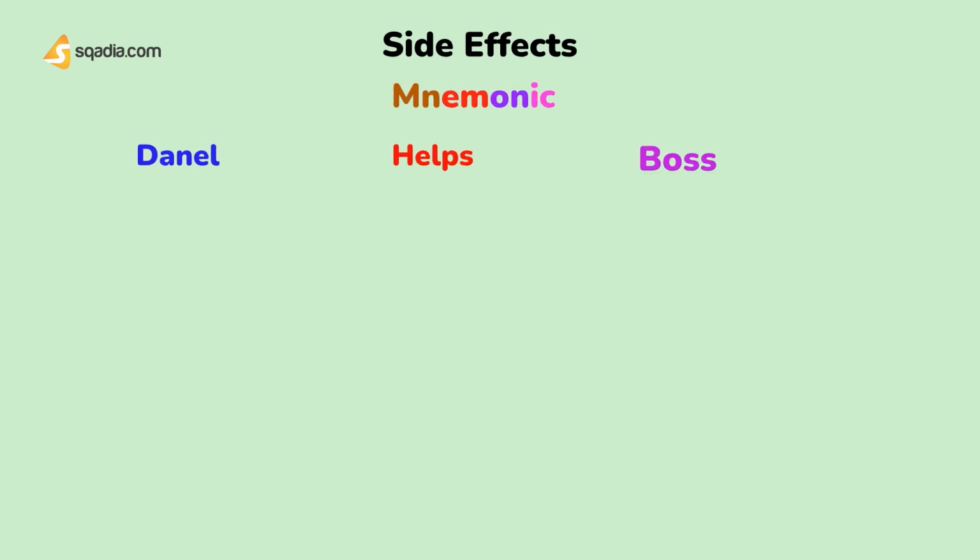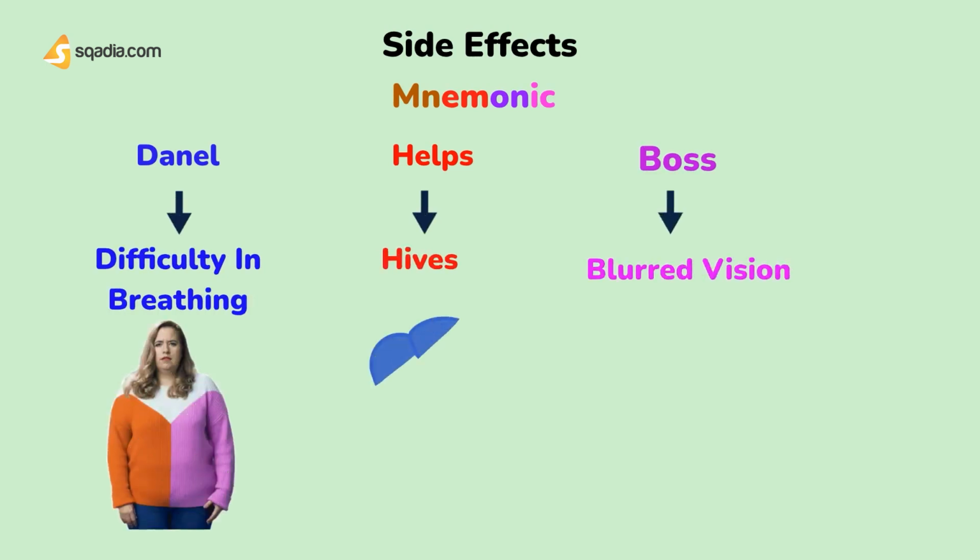Here comes the fun part. The side effects of salmeterol can be remembered by using a mnemonic, which is Daniel helps boss. Daniel stands for difficulty in breathing, helps stands for hives, and boss stands for blurred vision.